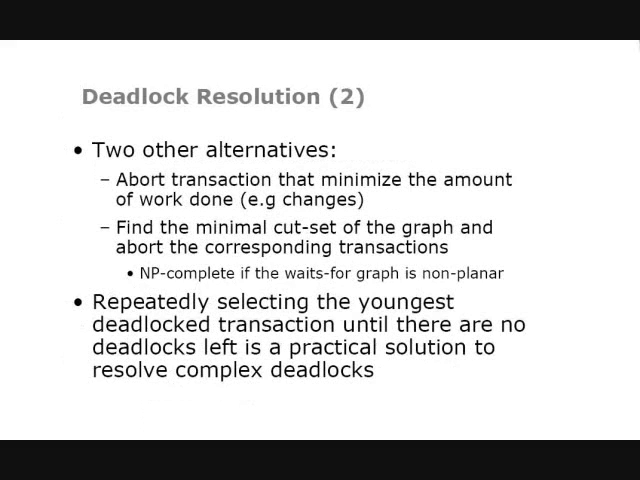Other things that we might do might be to abort the transaction that minimizes the amount of work done, i.e. the changes that have been done to the database, or something more complex, like there are ways of solving this looking at things like the minimal cut set of the graph, and then aborting the corresponding transaction. So this could be an NP complete problem, so it's going to be much harder to compute. So generally, we go for a simple approach. So repeatedly, for example, restarting the youngest deadlocked transaction until there are no deadlocks is practical, and it doesn't take us a lot to implement that. So it's a reasonable solution in terms of getting rid of the deadlock.